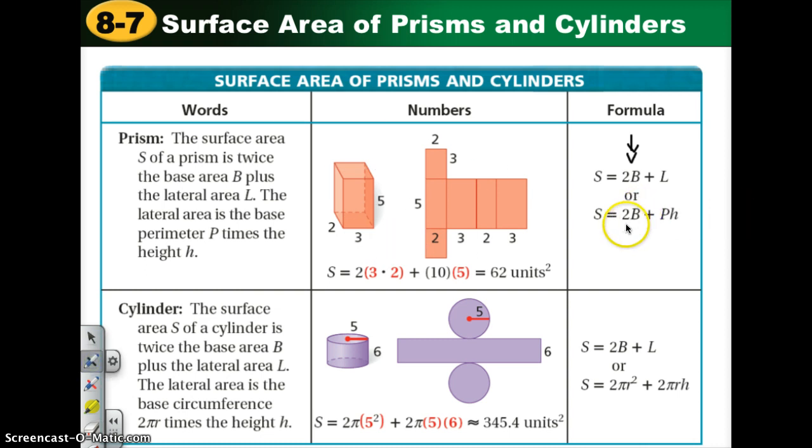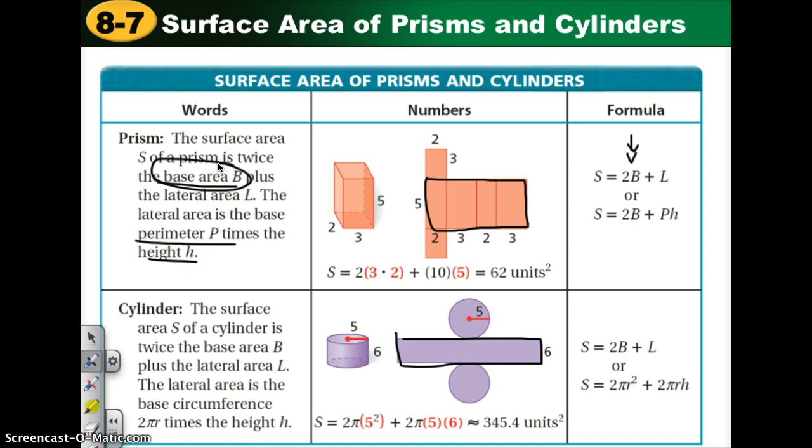So we have 2 times the area of the base. Remember, B stands for base area, plus the perimeter, because we need to know the perimeter of the lateral surface, or the circumference. So we're looking at that perimeter times the height of the shape. So that's what all those letters stand for. So we have the area of the base, which is familiar from when we did volume, plus the perimeter multiplied by the height. So remember order of operations, if we were to group these, we need to do the multiplication pieces first, and then add them together at the end.